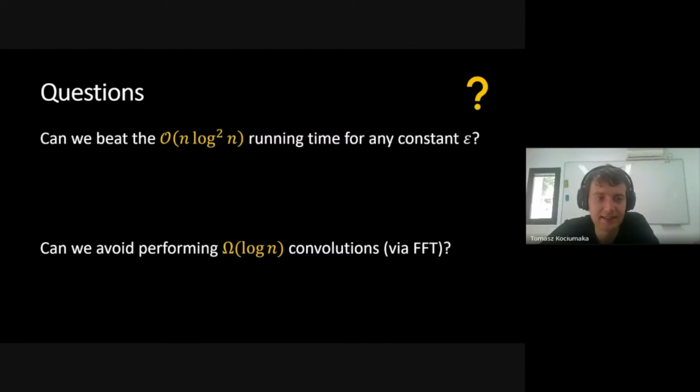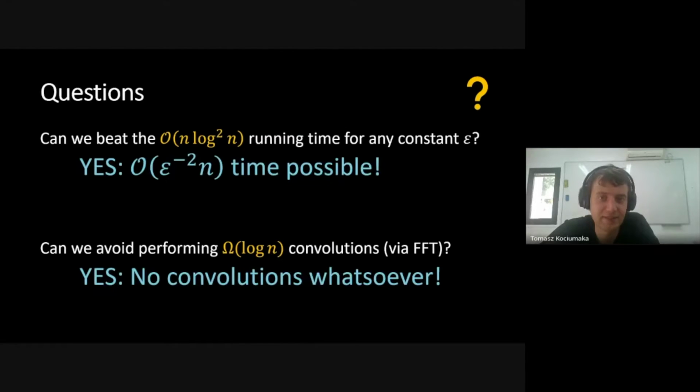And the answer to both questions is yes, as we show in the paper. That's the main result. Namely, we managed to obtain a truly linear algorithm when it comes to dependency on n, and our dependency on epsilon is inverse quadratic. So the running time is epsilon to the minus 2 times n. This is strictly better than Karloff, but the dependency on epsilon is worse than in the simple algorithm by Kopelowitz and Porat. And on the way to achieving this result, we also show that we can do this without any convolutions. So we are not using FFT whatsoever.